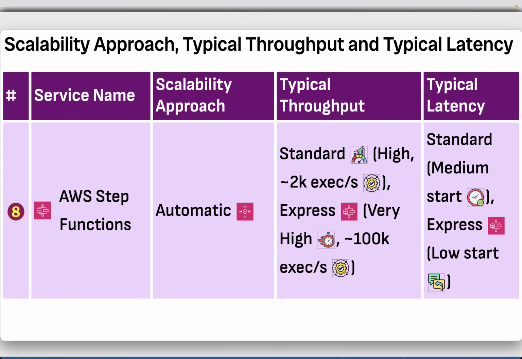AWS Step Functions. It offers automatic scaling. Standard mode has high throughput, around 2000 executions per second. Express has very high throughput, which has around 100,000 executions per second. So standard 2000 and this is 100,000. Standard has medium start latency. Express has low start latency. Step Functions Express throughput is significantly higher than the standard.